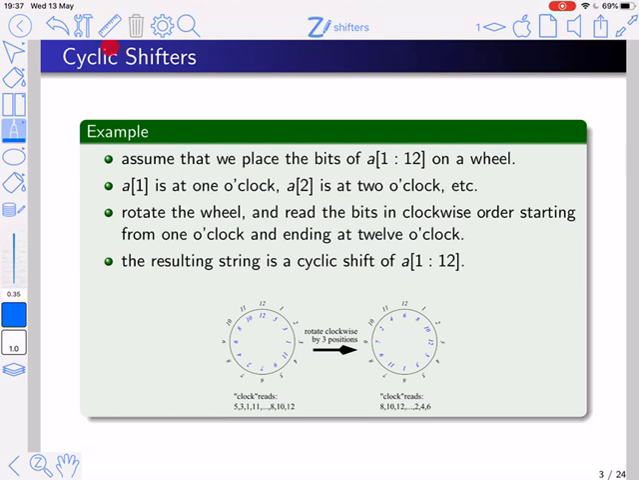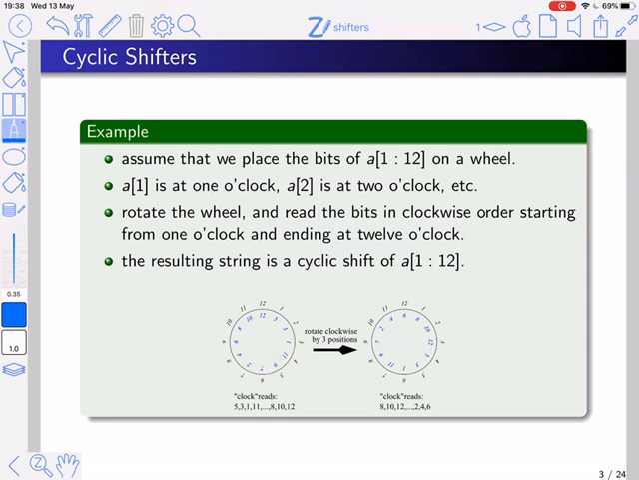I want to give you some motivation for cyclic shifts. So suppose I have a string of 12 bits or 12 numbers, not necessarily bits, they could also be numbers, and I position the numbers along a clock. So in the first position I have a 5, then I have a 3, 1, 11, 9, 7, 2, and so on.